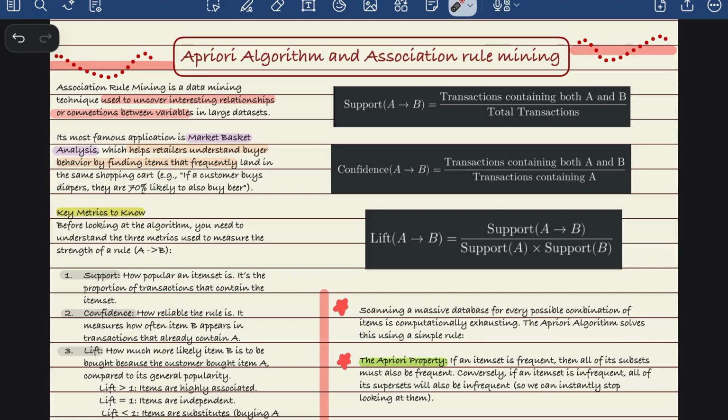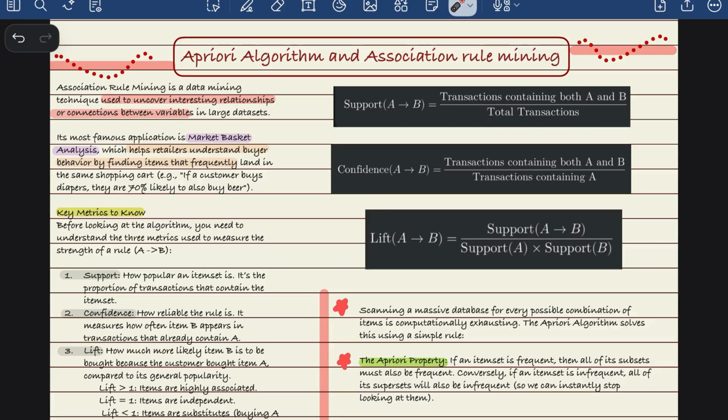So first, let us talk about the three key metrics which we want to know to understand the working of association rule mining. It is written as, if A then B. This is how we write the association rule. The first metric is support. This measures how popular an item set is. It is simply the proportion of total transactions that contain both item A and item B. So you see over here, support of if A then B is the transactions containing A and B over the total transactions.